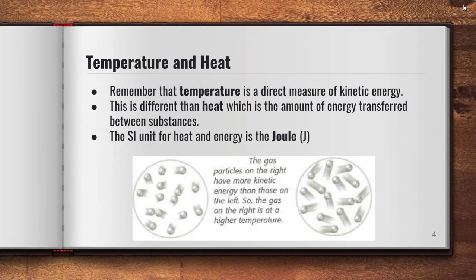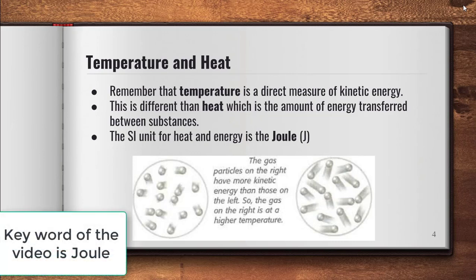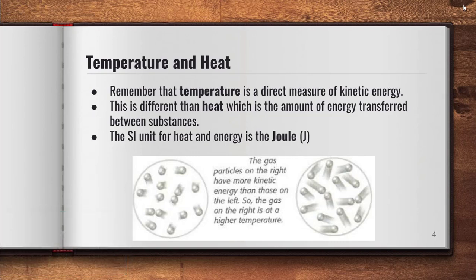So one thing to keep in mind, and we've talked about this previously, is that temperature is a direct measure of kinetic energy. This is different than, say, heat, which is the amount of energy transferred between substances. The SI unit for the heat and energy is the joule. So if you take a look at the gas particles on the right, they have more kinetic energy than those on the left. They are moving faster. By having faster movement, the gas on the right also has a higher temperature. So please keep in mind that temperature is a direct measure of kinetic energy.